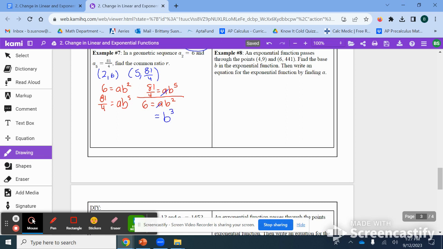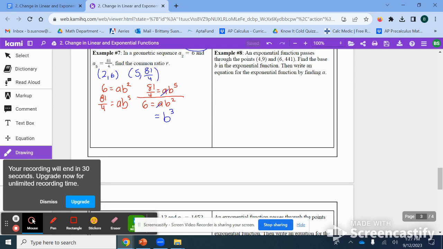So what we have is 81 over 4 divided by 6, right? I'm going to write this on the side real quick, divided by 6. Can you divide a fraction by a fraction? I guess you have the calculator. I don't know what it does for you. But before the calculator, what do you have to do if you're dividing? Yes, flip it. Keep, change, flip. 81 over 4 times 1 over 6.